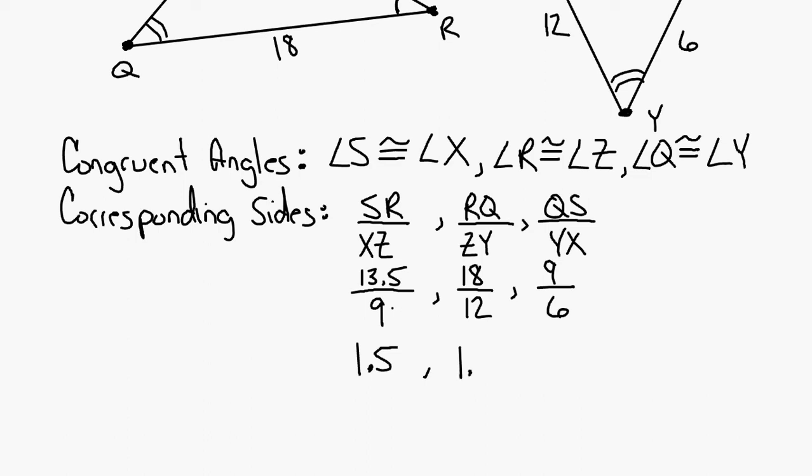Good, 1.5. And what's 9 divided by 6? 1.5. Are the corresponding sides proportional? Yes. They all have the same ratio. So what that means is the two triangles are similar.